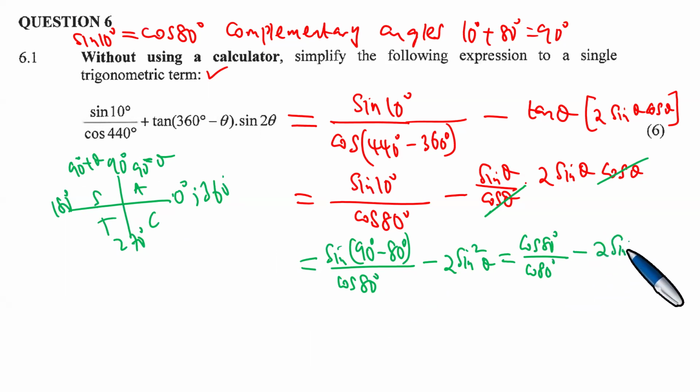So this is 2 sine squared theta, and then cosine 80 degrees divided by cosine 80 degrees is 1, minus the sine squared of theta. What is 1 minus 2 sine squared theta?